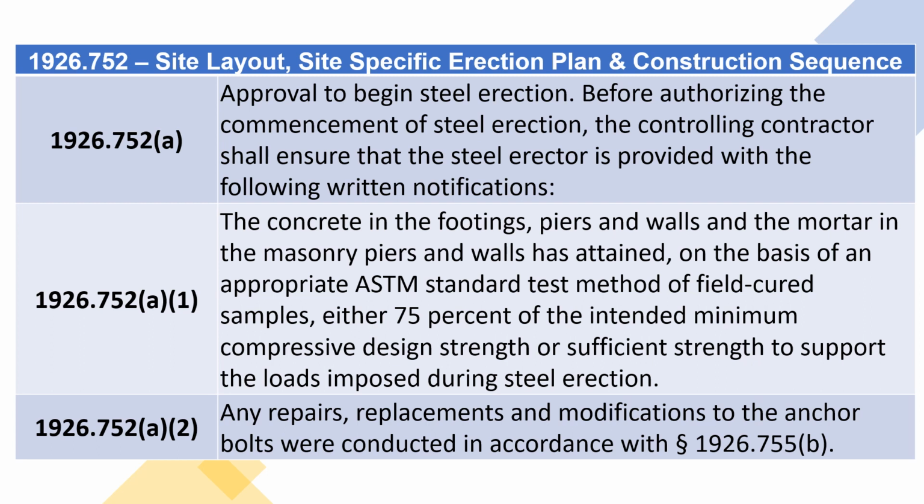1926.752(a)(1). The concrete in the footings, piers and walls and the mortar in the masonry piers and walls has attained, on the basis of an appropriate ASTM standard test method of field cured samples, either 75% of the intended minimum compressive design strength or sufficient strength to support the loads imposed during steel erection. 1926.752(a)(2). Any repairs, replacements and modifications to the anchor bolts were conducted in accordance with Section 1926.755(b).